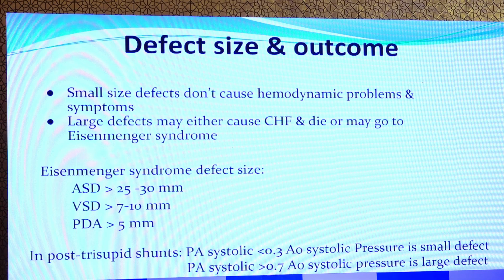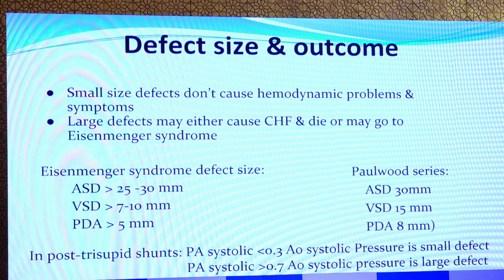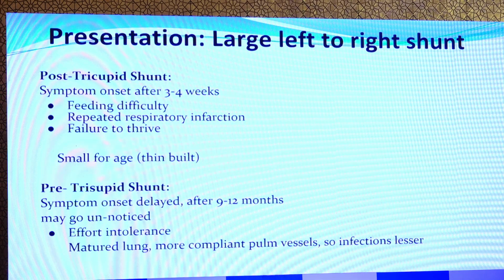We are talking about the systolic PA pressure. In the Poolwood series, all the patients who had pre-tricuspid shunt had an atrial septal defect of about 30 millimeters. Half of this, 15 millimeters, was for VSD, and half of this, 7 millimeters, was for PDA. So these are the sizes historically in the Poolwood series.